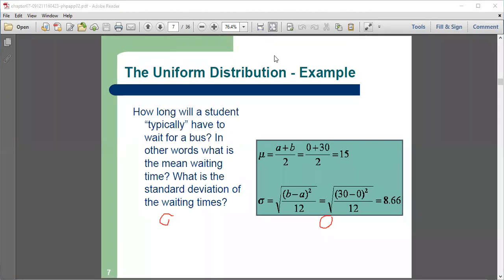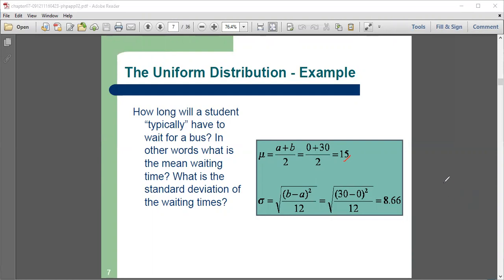Next we will find the average time. We will find mu, a plus b divided by 2, which is equal to 15. So the central value or the mean value is 15, and the standard deviation, which is basically the distance from the mean, is 8.66. These are the simple formulas for computing the mean and standard deviation for the uniform distribution. We have discussed many times what the mean and standard deviation are. The mean is a measure of the central location of the data, and the standard deviation is used for the dispersion or the distance.